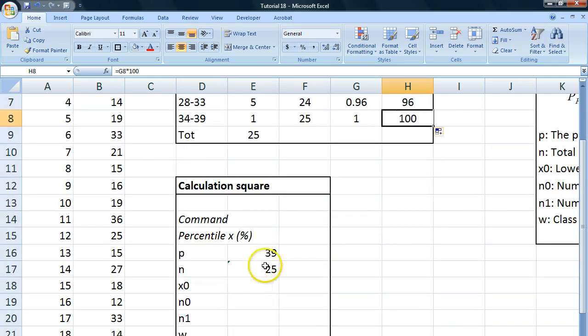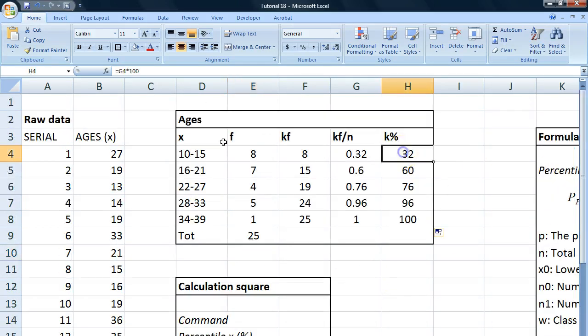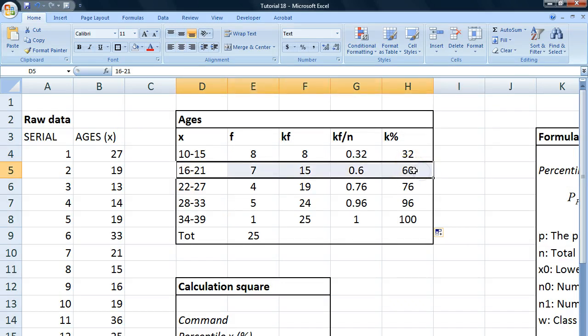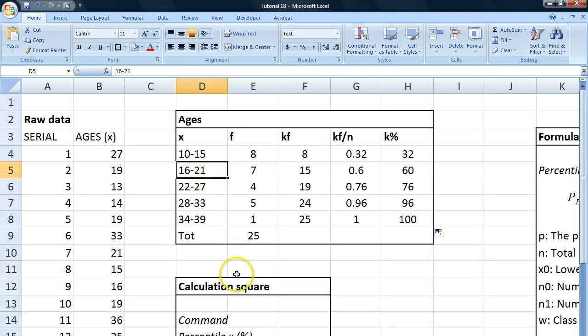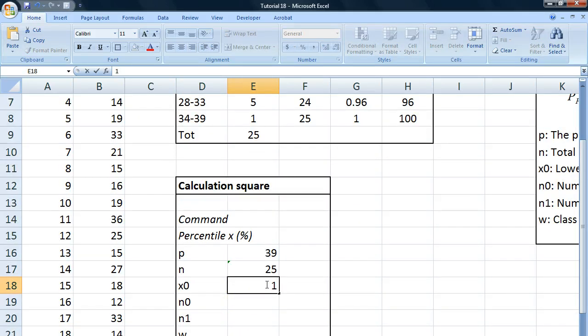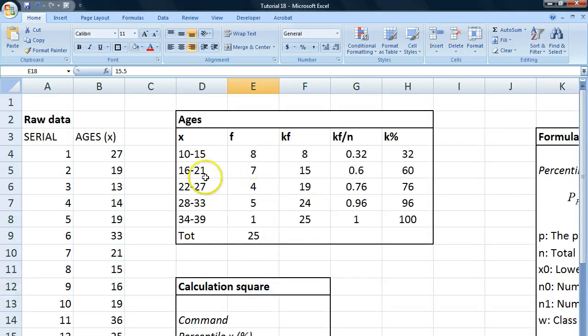Now we can see that, okay, we're looking for the 39th percentile. We check here. The first class, I have 32%, so it's not there. The second class is up to 60%, so it must be located somewhere in here. We found the percentile class. Now the lower class limit for this is going to be 15.5. The reason for this we've gone through in earlier tutorials.